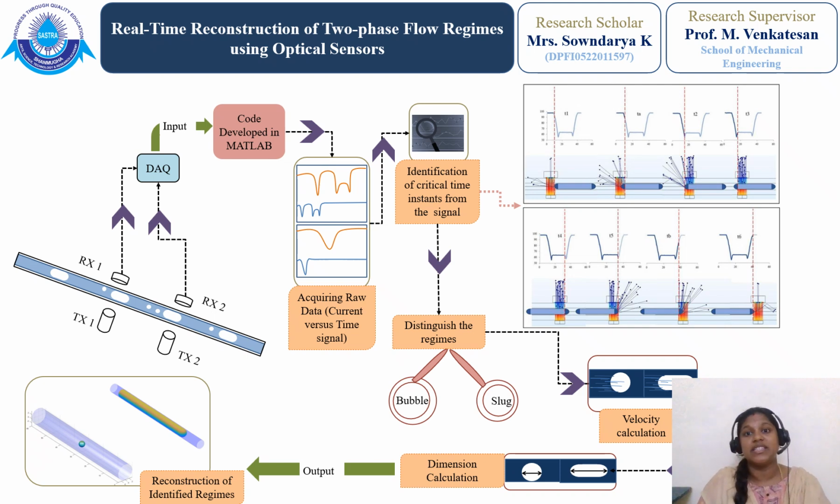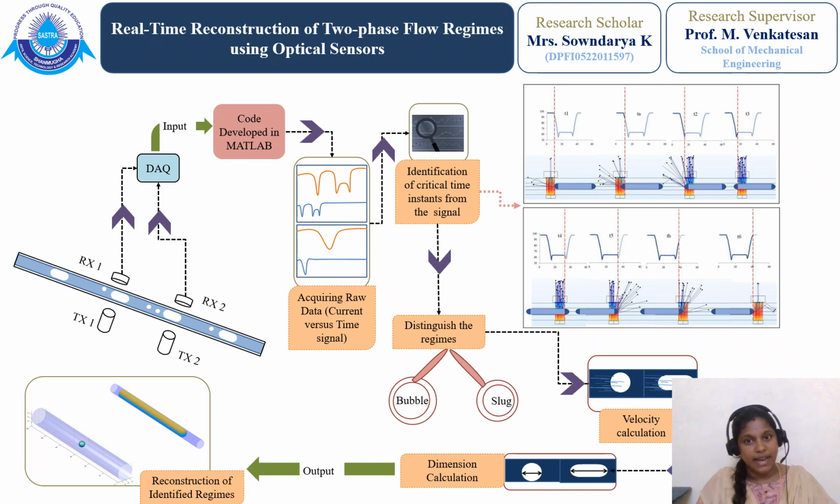These instances can be similarly seen in experimental graph 2, which is plotted between the current versus time. This will provide information about the slug, like the time at which the slug's nose, body and tail enters and exits the laser trajectory. Once these instances are identified in the experimental signal, then the type of the regime, whether it is slug regime or bubble regime, can be identified.